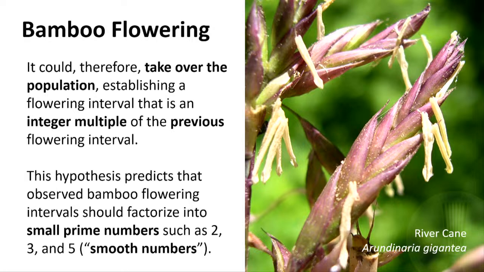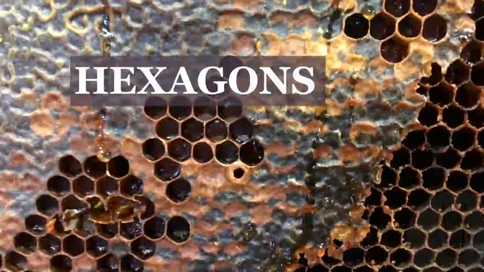So the hypothesis predicts that observed bamboo flowering intervals should factorize into small prime numbers such as 2, 3, and 5, which are called smooth numbers. Looking at Matt here, who is a mathematician, smooth numbers apparently are what we call these small prime numbers, and I just learned this by putting this together. But yeah, when they look at this integer multiplication, it started off as a prime number that then multiplied by 2, 4, 6 over time to get these longer and longer bloom periods. So that's that hypothesis there.